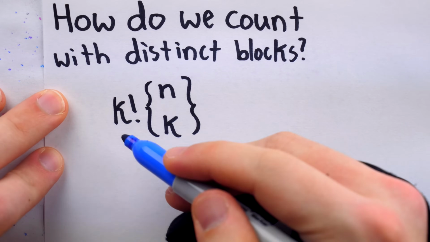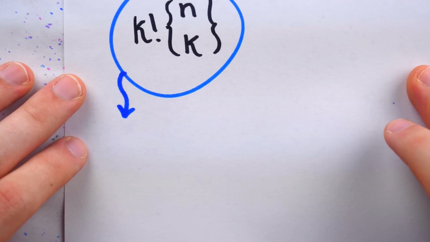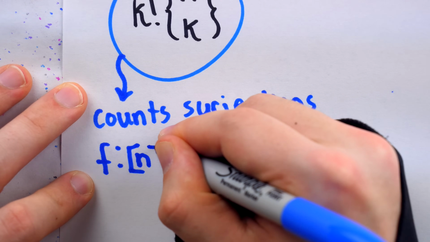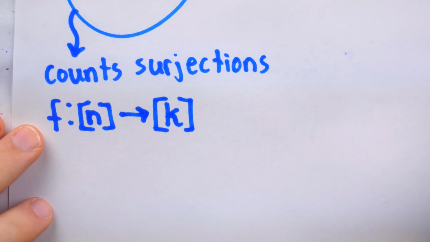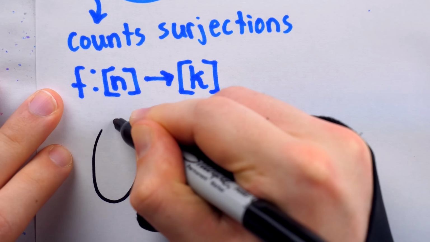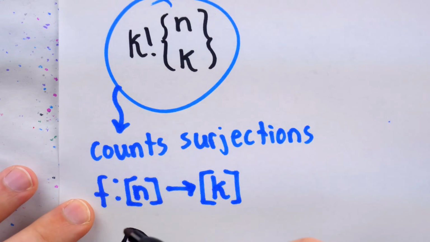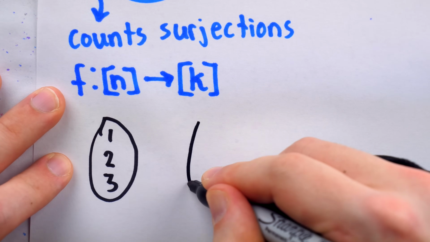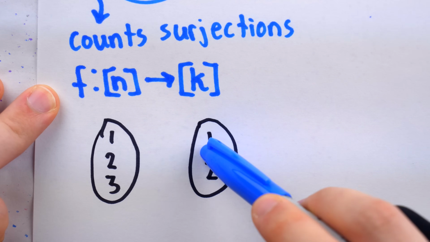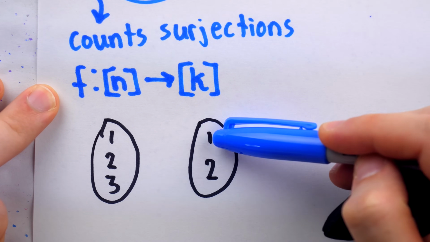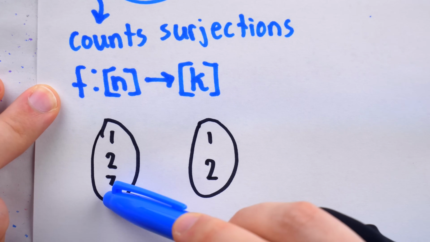Now, there's actually something quite interesting about this, which is that it counts the number of surjections from the set of the first n positive integers to the set of the first k positive integers. For example, particularly if you don't know what a surjection is, consider n equals 3, so we have this domain with the numbers 1 through 3, and k equals 2, so we have this codomain with the numbers 1 and 2. A surjection is a function that covers the codomain, which means every element here, 1 and 2, will get mapped to by something in the domain.